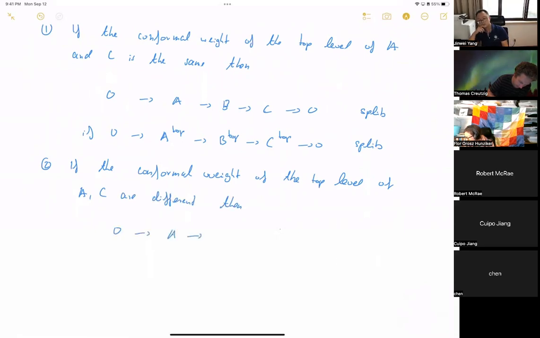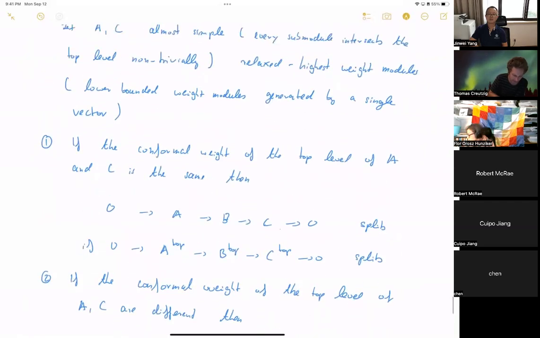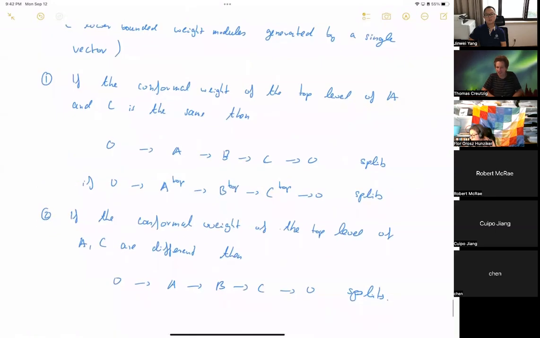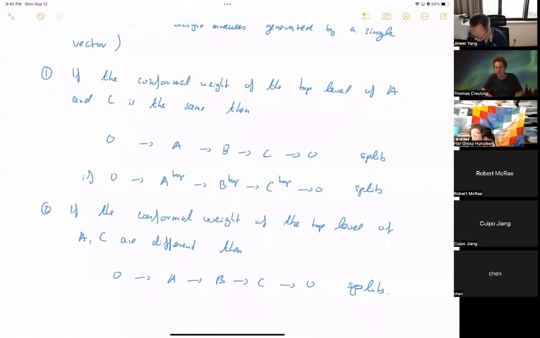So if the conformal weights of the top levels are different, then any short exact sequence of this type splits. So this theorem tells us, at least in the category of lower bounded modules, the problem of studying extensions is a problem of the horizontal subalgebra. That's what the statement tells you. That's very nice, right? Because it relates to something one can do.